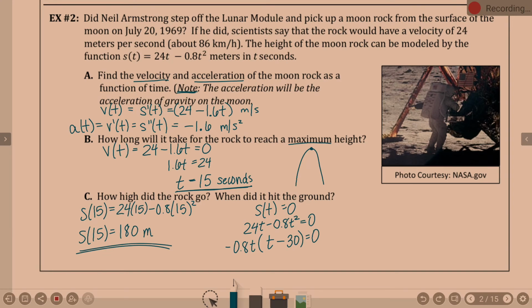Now, officially, just to review the math, set each factor equal to 0. So officially I have negative 8/10 t equals 0 and t minus 30 equals 0, which means officially I have what answers?